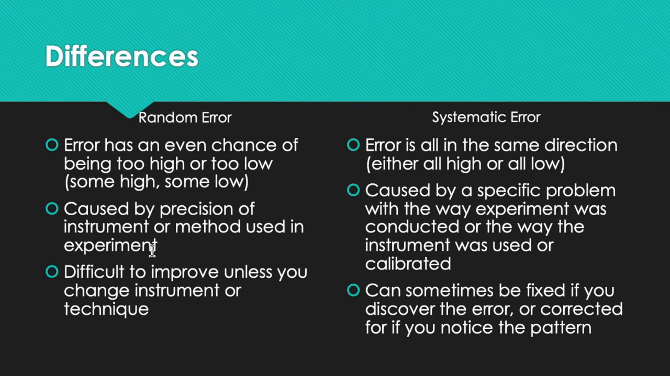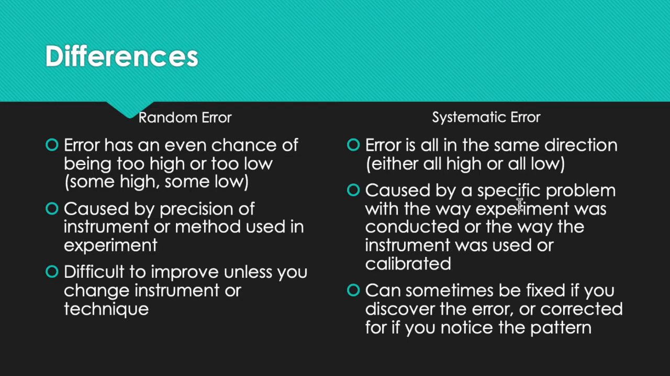We mentioned how random error is caused by the precision of the instrument or the methods that you're using. And so it's difficult to improve on random error unless you change the instrument or the technique that you're using. And you're never going to completely eliminate random error. You can make it smaller if you improve your precision.